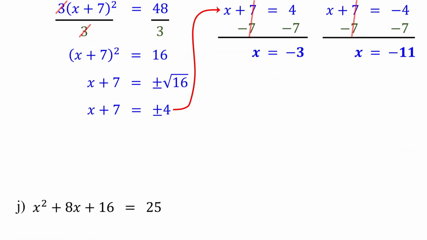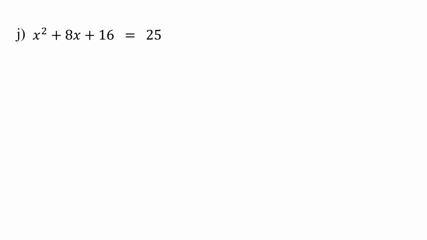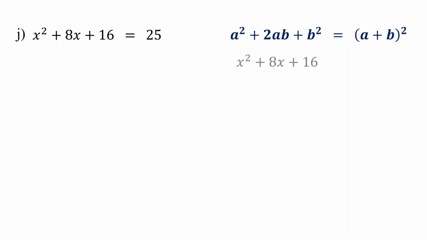Moving on to the next example, the left side of the equation looks a bit different from what we have seen before. But don't worry, it is a perfect square trinomial. By factoring it, we can rewrite it in a familiar form we have been working with, which will allow us to apply the square root property directly. This perfect square trinomial is in the form a squared plus 2ab plus b squared, which is equal to a plus b squared. To recognize if a trinomial is a perfect square, you can follow these 3 simple steps.